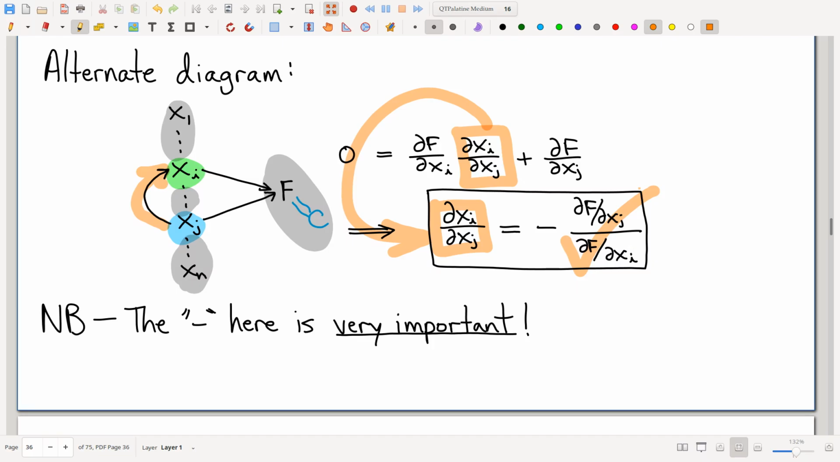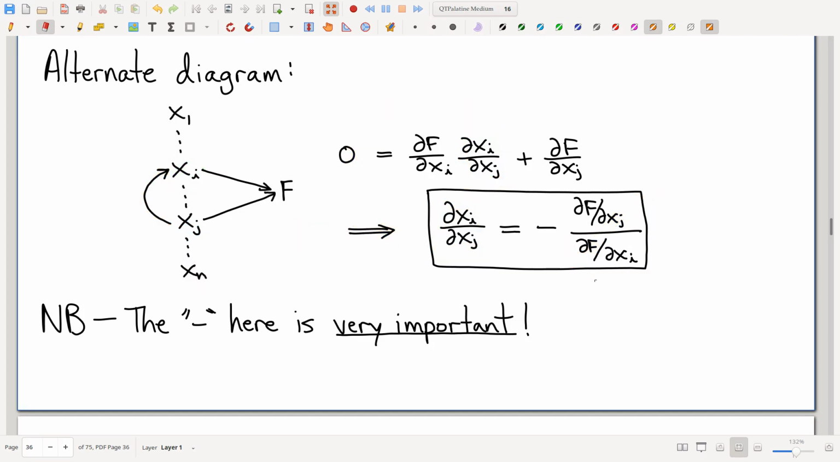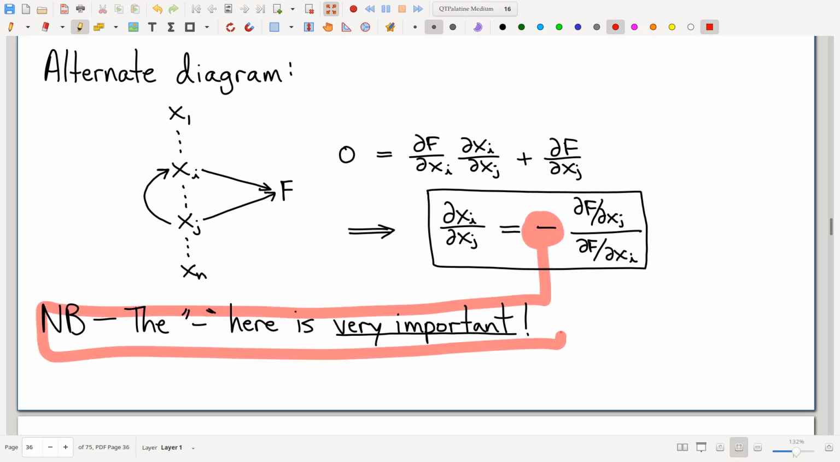Okay, there's a few things to say about this. First, let's talk about this minus sign. That minus sign's a big deal. A lot of people forget the minus sign, but much worse, a lot of people don't believe the minus sign should be there. A lot of people think that minus sign is a mistake. It's not. That minus sign is absolutely correct. It's absolutely supposed to be there.